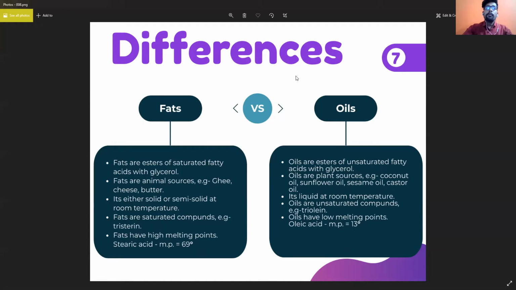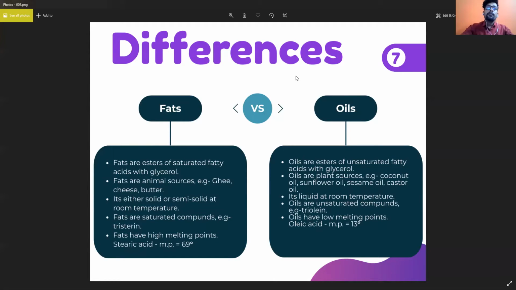Fats are saturated compounds, for example tristearin, as I have already given. Oils are unsaturated compounds, for example triolein, because stearin has the stearic acid structure with no double bonds, so it is a saturated compound, tristearin. And oleic acid in oils is an unsaturated compound. So oils are unsaturated compounds, fats are saturated compounds, and fats have high melting points and oils have low melting points.